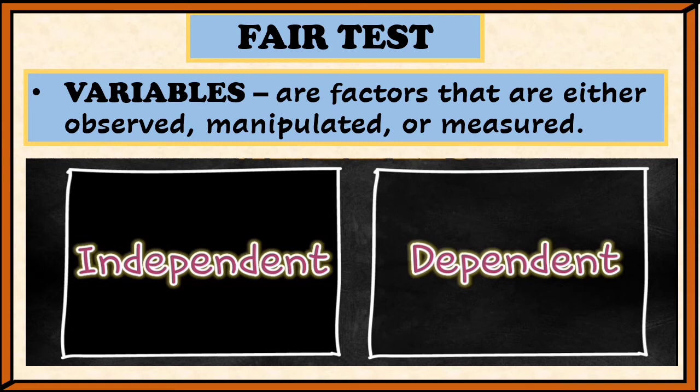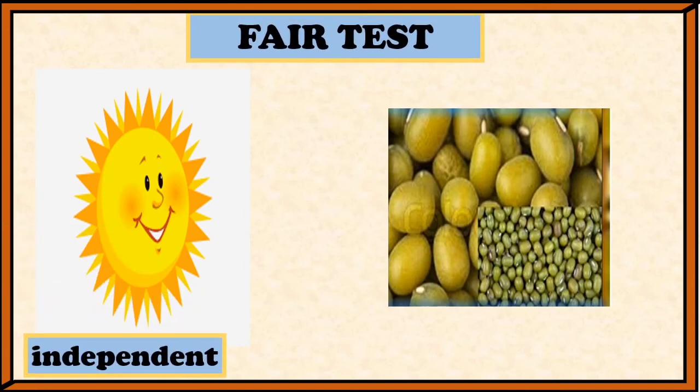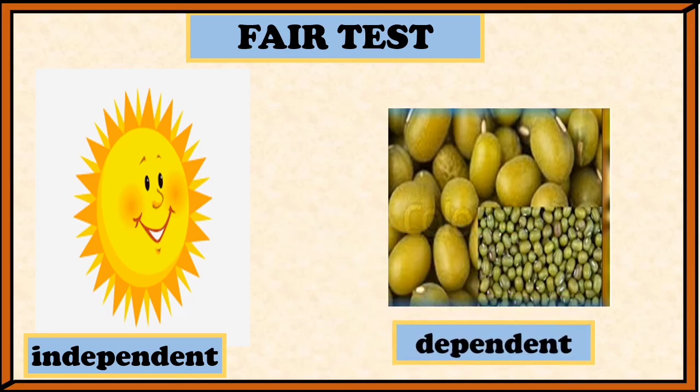When we say independent variables, these are variables that are manipulated or changed by the experimenter, while the dependent variables are the outcome or the observed effect of independent variables. You need to decide which variables need to be controlled so that your investigation is fair and your results are accurate. So our independent variable in this experiment is the sunlight, and the dependent variable is the mango seeds.